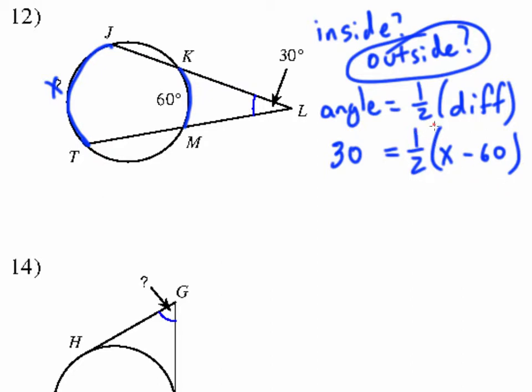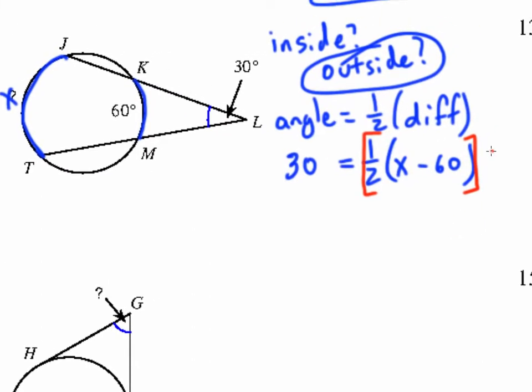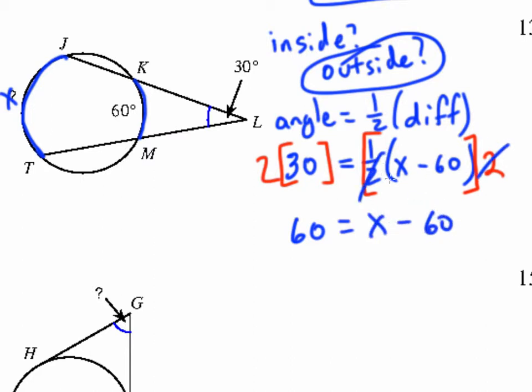Clear out the 1/2. You could distribute here, but then you're still going to have to multiply by 2 eventually, so I'm just going to multiply by 2 now. Multiply both sides by 2. Again, you could distribute the half. 2 times 30 is 60. We get x minus 60, right? Because this whole thing went away. 2 over 2 is a 1. Add 60 to both sides. And we get x equals 120.